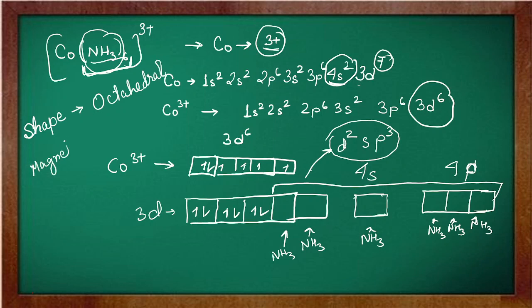So now for the magnetic property, if you pay attention here, you see all the electrons present in the orbitals, all of them are paired.